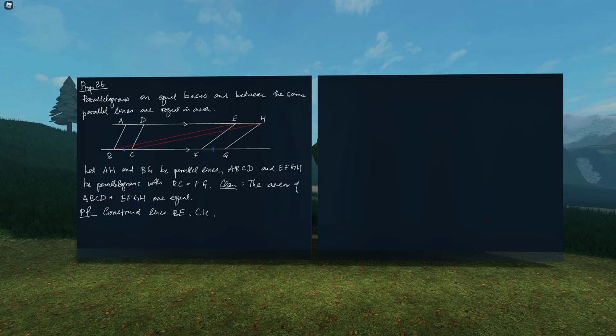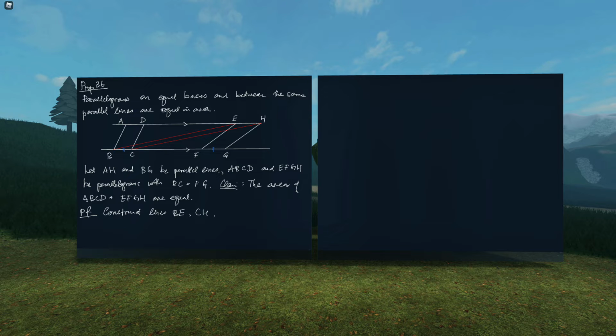Since BC and FG are equal, hang on, let me just read it. Doesn't make any sense.